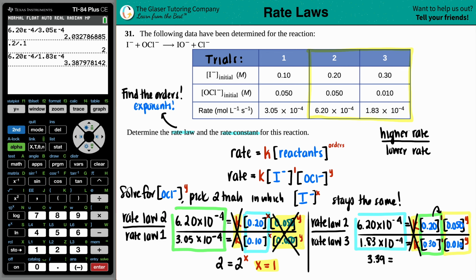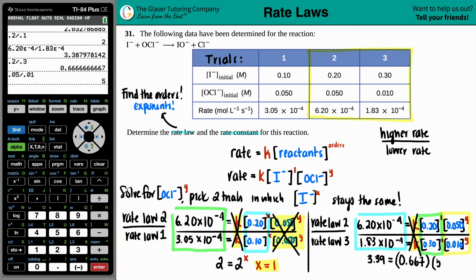Now, each one of these is raised to the first. So remember, anything raised to the first is itself. So I'm just going to be doing the 0.2 divided by 0.3. And I get 0.667, and that's being multiplied by the 0.05 divided by the 0.01. And that's going to be 5. 0.05 divided by 0.01 is a clean 5. And that's going to be raised to the y value.